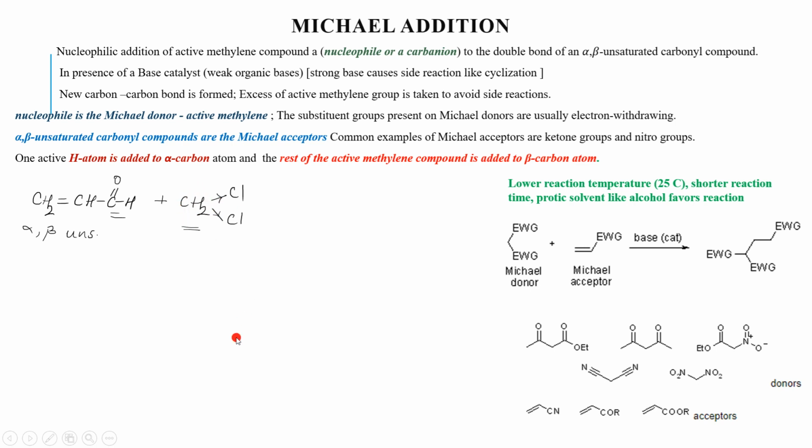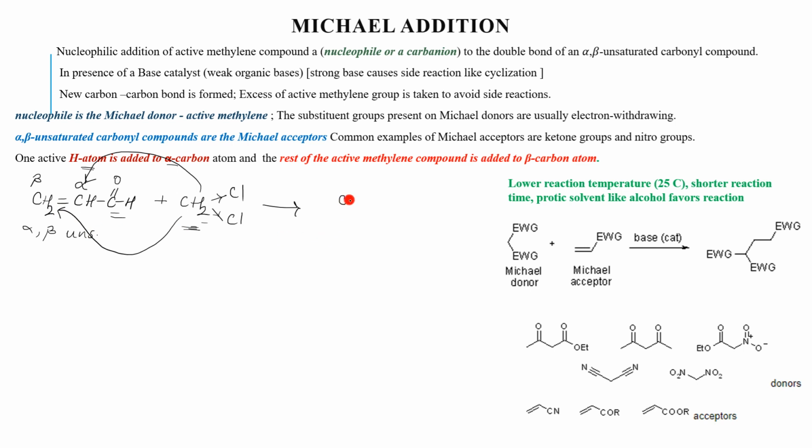Okay. So in presence of these conditions, this proton gets removed. Here this is your alpha carbon atom and this is the beta carbon atom. So I said a proton is removed. The addition is very simple. The active hydrogen is added to the alpha carbon atom, so this H goes to the alpha carbon atom and the remaining part of that group goes to the beta carbon atom.